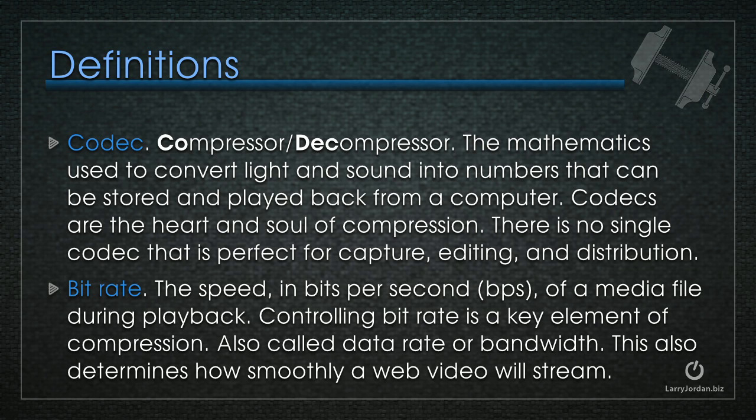Bitrate, by the way, is also called data rate or bandwidth, and this determines how smoothly a web video will stream. For instance, if you have a 1 megabit per second connection to the internet, and you're streaming a file which requires 2 megabits per second, that file's going to stop and start and stop and start because the file bitrate needs more bandwidth than your internet connection supports. Trying to figure out what's the best bitrate to compress at to support most of your users is a never-ending puzzle which we are always trying to solve.